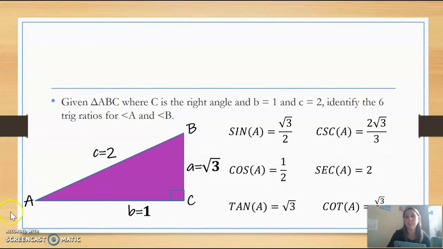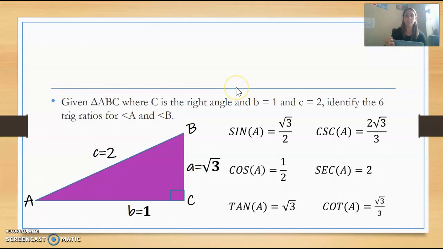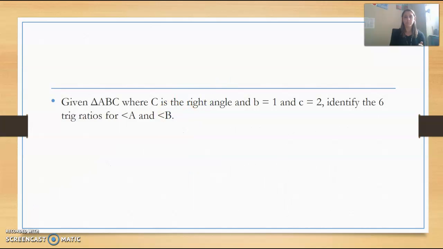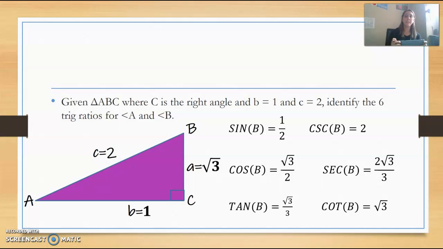Oops, again, my face is in the way. Let's get it out of there. Put it there. Okay, now let's look at angle B. And that would be the measurements for all of those.